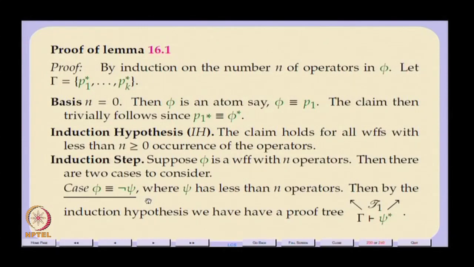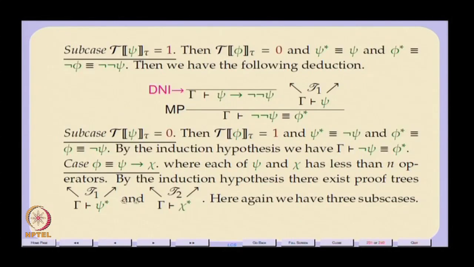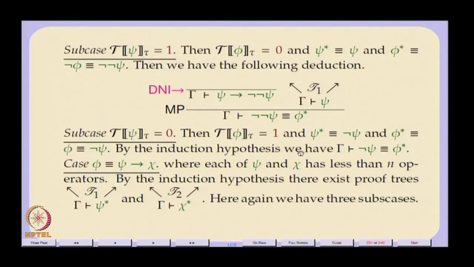One is where phi is of the form not of some psi, where psi has less than n operators, and the other case is when phi is of the form some psi arrow chi, where each of psi and chi has less than n operators. Okay. So, the case when phi is not psi, then by the induction hypothesis we actually have a proof tree T1 where from the assumptions gamma you can prove psi star, whatever that is. Okay. So, then of course you have two sub cases.